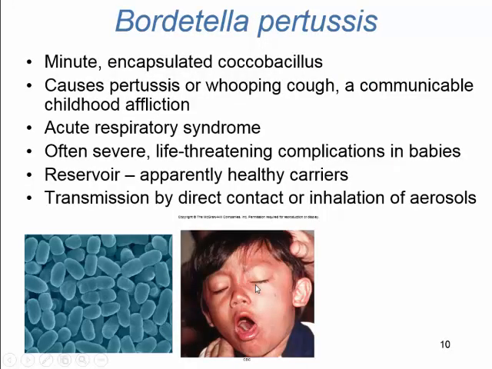Bordetella pertussis. This is the causative agent of whooping cough. It at one point was highly communicable, but due to vaccination efforts, this has been pretty reduced within our populations here in the United States. The reservoir was healthy carriers, and so transmission was through contact with direct aerosol droplets or inhaling of aerosol materials. And so because the patient would be constantly coughing, the likelihood of having direct contact or inhalation of aerosols is much, much higher with this type of communicable disease.